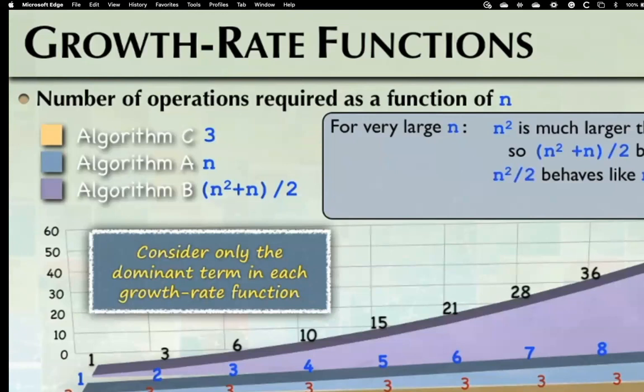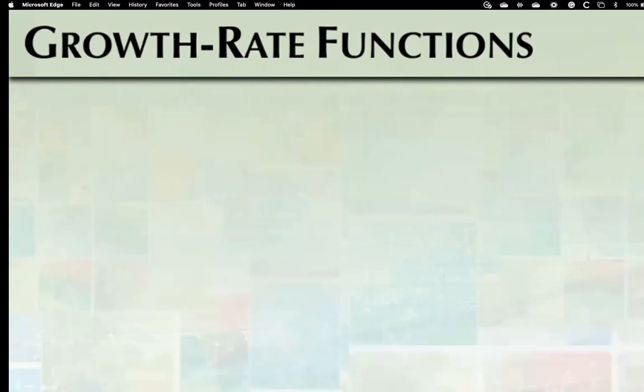In other words, for very large n, the difference between the value of n squared plus n divided by 2 and that of n squared is relatively small and can be ignored. So instead of using the quantity n squared plus n divided by 2 as algorithm B's growth function, we can use n squared, the term with the largest exponent, and say that algorithm B requires time proportional to n squared. We conclude that algorithm C is the fastest and algorithm B is the slowest.